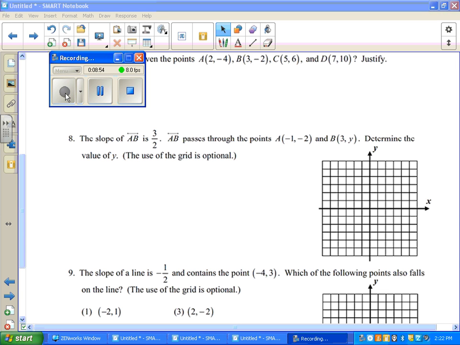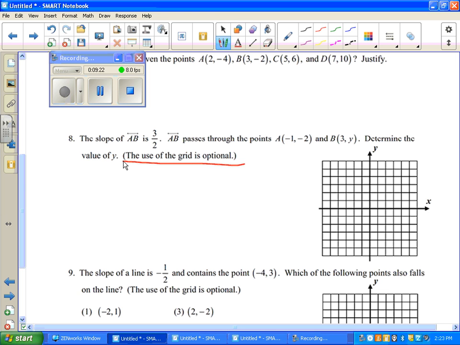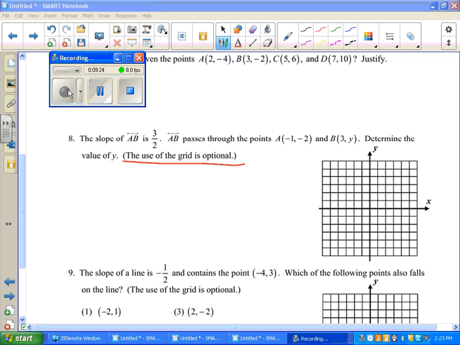Ladies and gentlemen, listen up. Number 8. You read the question, and then the very last thing you see is the use of a grid is optional. What's that mean? Tori's got it. Tori said, use it. It wouldn't tell you to use the grid if that wasn't the easiest way to do the question. So we're going to use the grid.